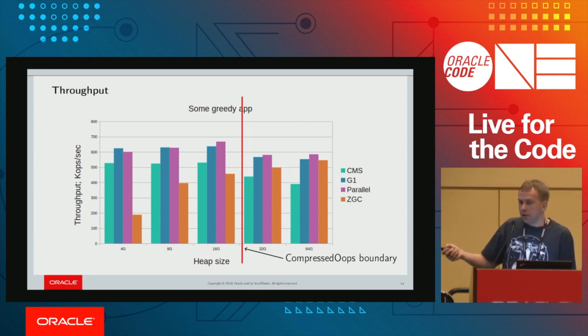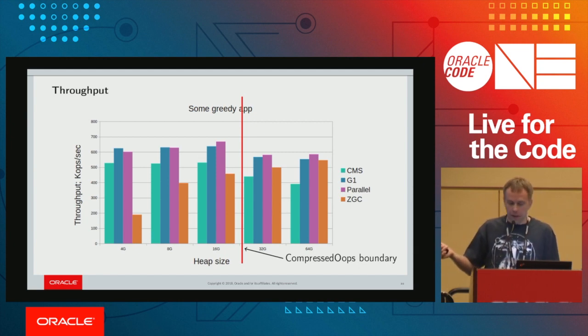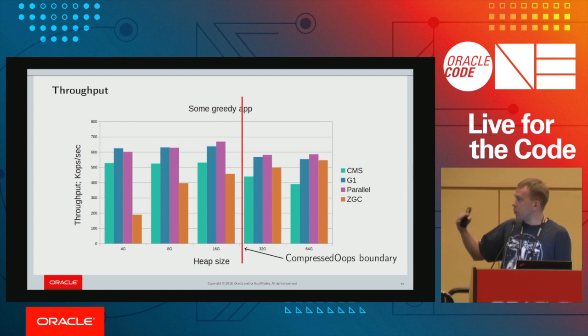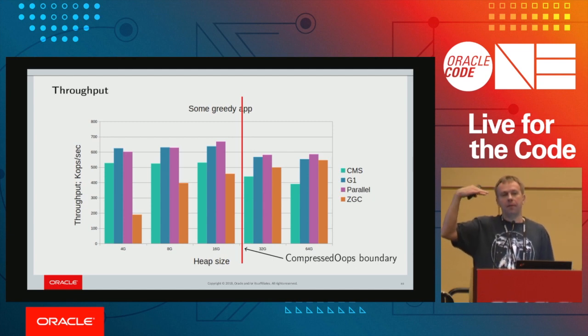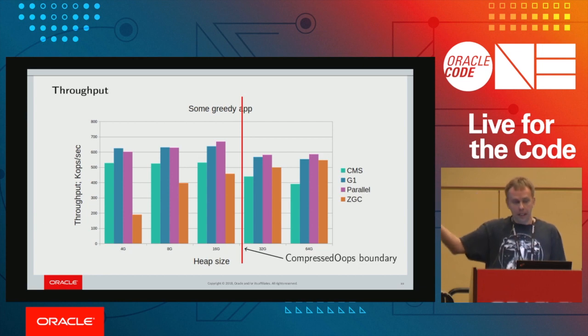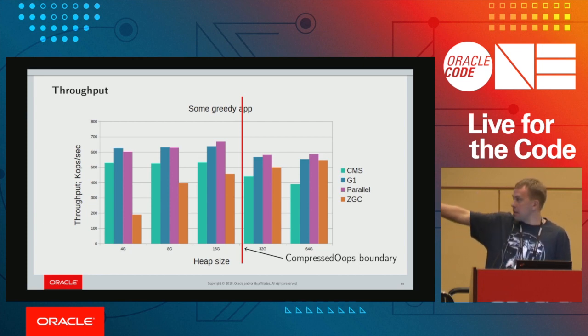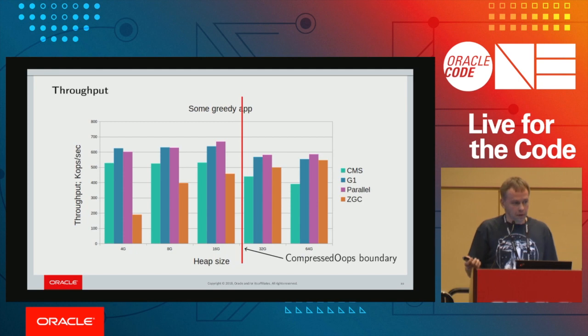Here is the boundary for compressed oops. By default, on the left side they are turned on, on the right side they are turned off. I checked, I won't show a slide, that if I turn off compressed oops completely, the scores for G1 and parallel are completely flat. It doesn't change with heap size for that particular application, but CMS is still falling down on large heaps. It doesn't like them.